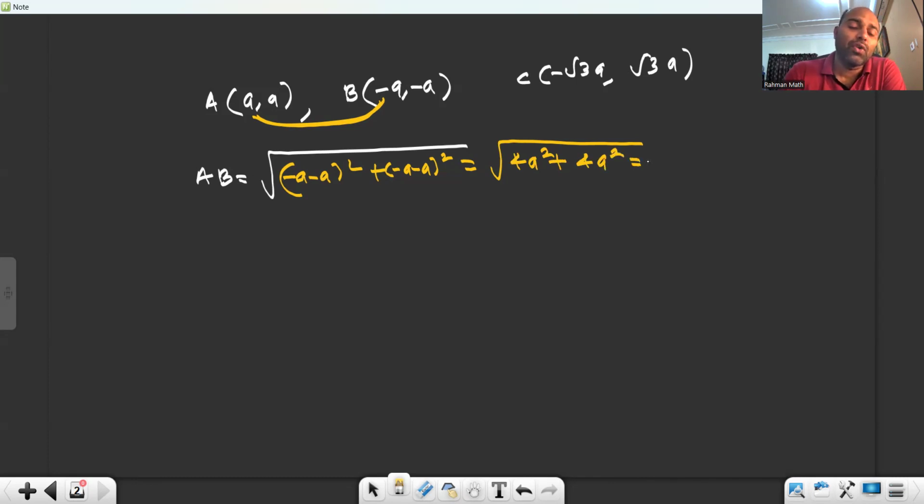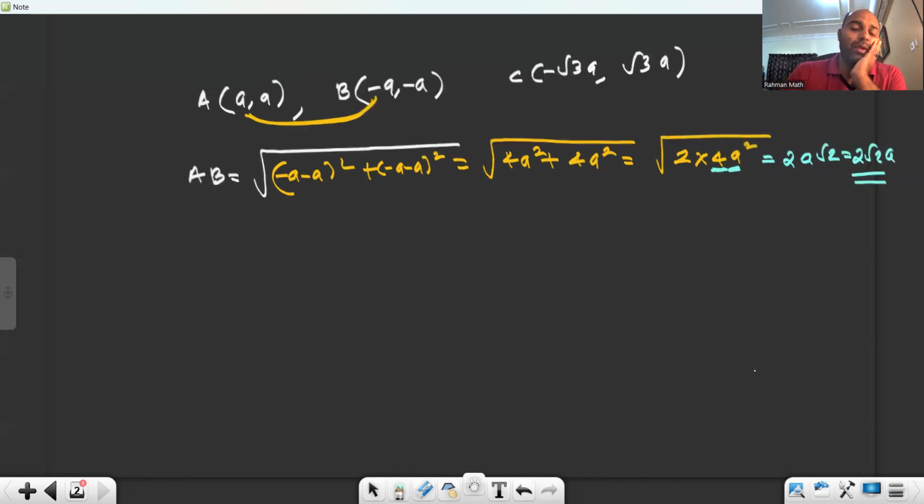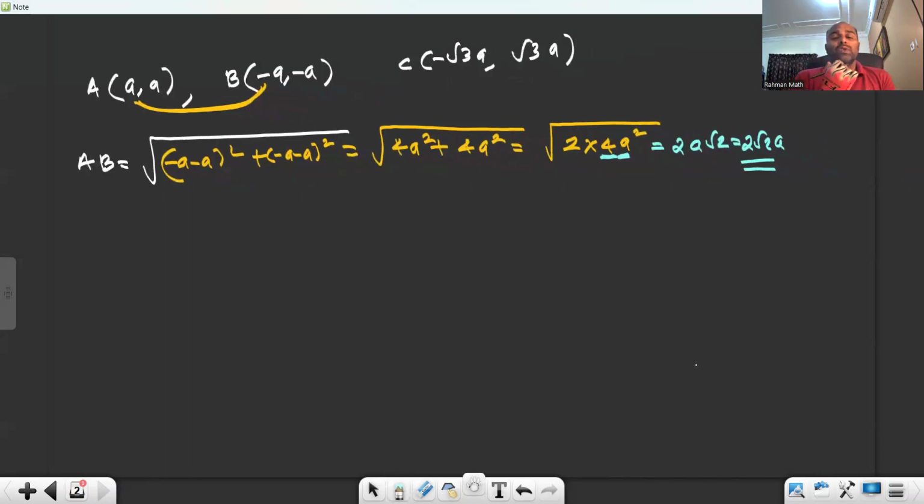You can take 4 commonly out, or it's your choice. Since two numbers are repeating, you can write 2 times 4a square, which is better than 8a square. Here 4 has a square root of 2, and a square has a square root of a. So 2a root 2, or 2 root 2a. Anybody have a problem, let me know. Everything I wrote in detail. So AB we got is 2 root 2a.